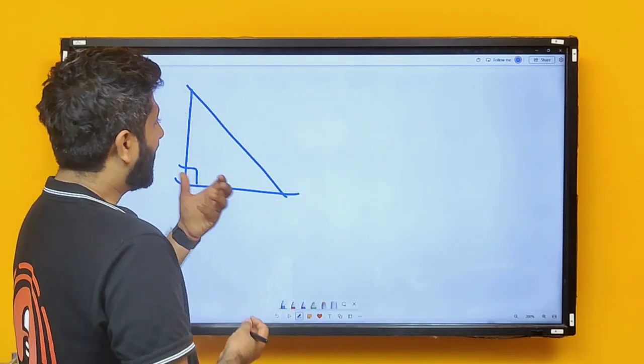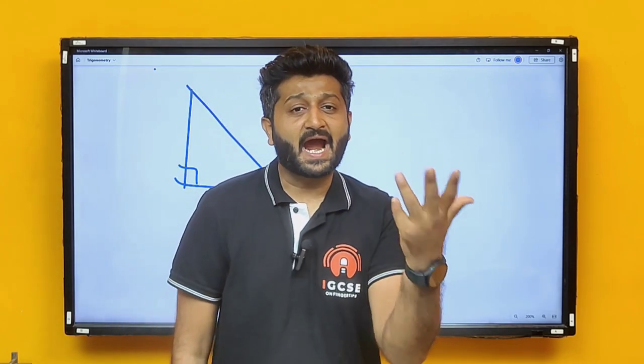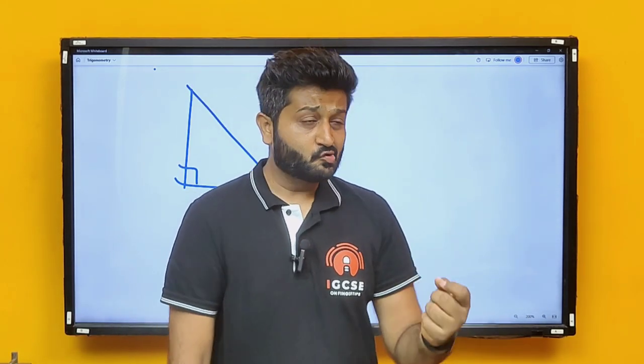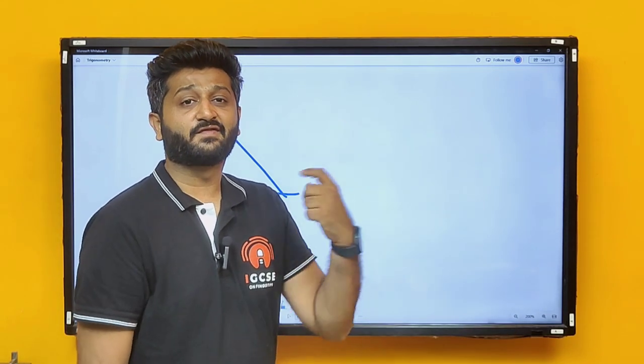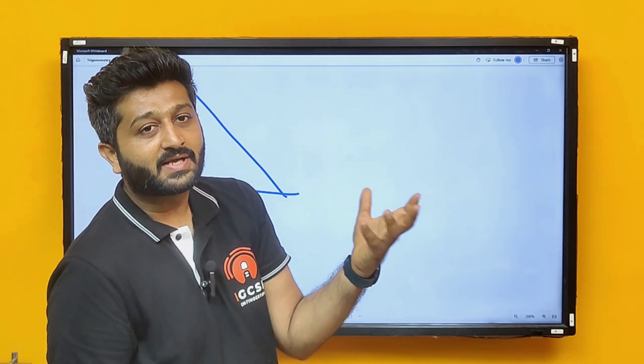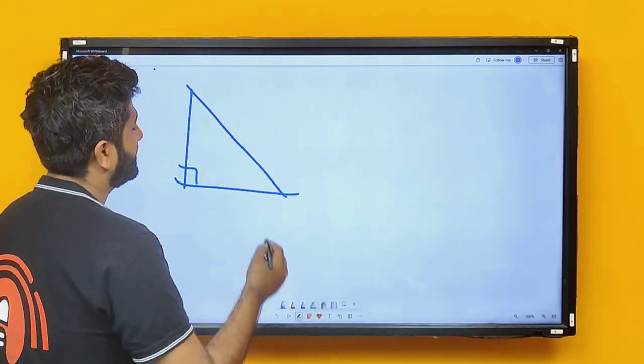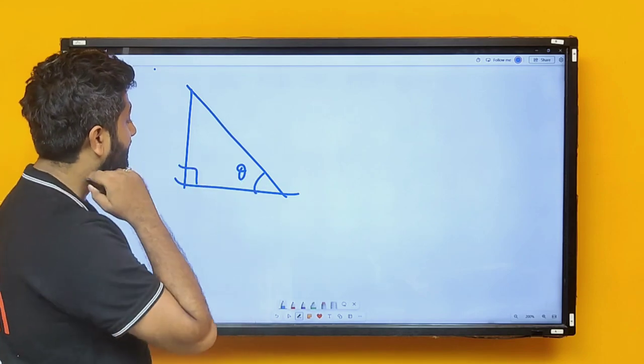Now how is trigonometry used? There are mainly three identities in trigonometry to find out unknown distances. But for that we need to first understand the concept of an angle. The angle is known by the Greek letter theta. So let's say this is my angle theta.